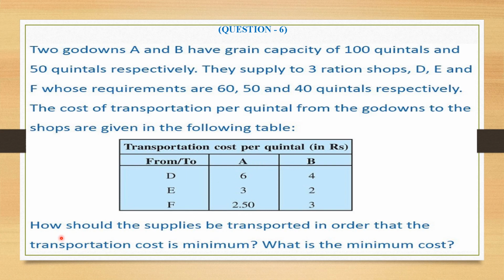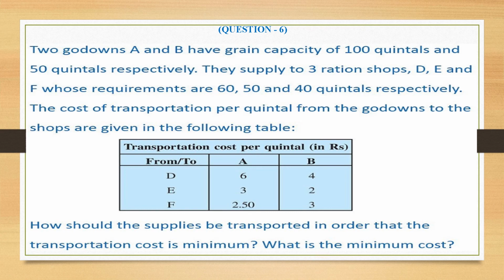Remember, how should the supplies be transported so that the transportation cost is minimum? Everybody wants the transportation cost to be minimum so that profit can be maximum. Okay. So what is the minimum cost? You have to find the transportation that minimizes cost, and you also have to find the minimum cost for this problem.